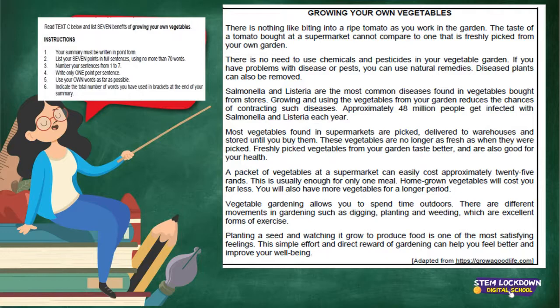In that paragraph, we ask ourselves, what benefit do we have there? Nothing. You move on to the next one. There is no need to use chemicals and pesticides in your vegetable garden. If you have problems with disease or pests, you can use natural remedies. Diseased plants can also be removed. Then in that paragraph, ask yourself, what are the benefits of growing vegetables? Then one, you can use natural remedies. You are done. You go on. That's how you answer a summary question using your text.